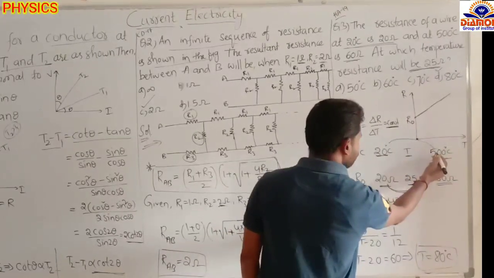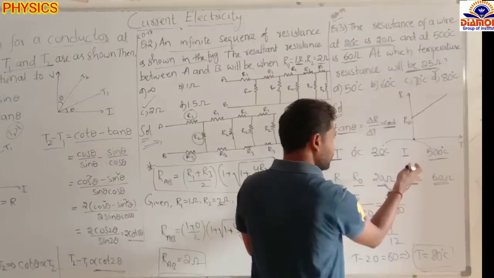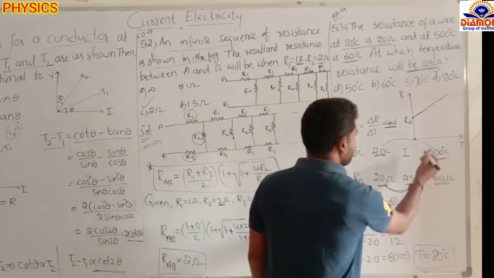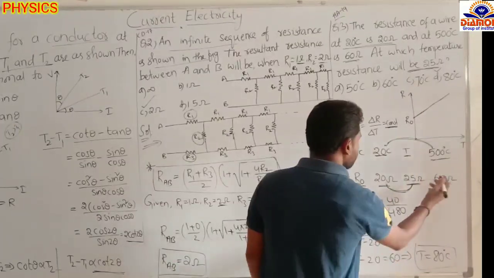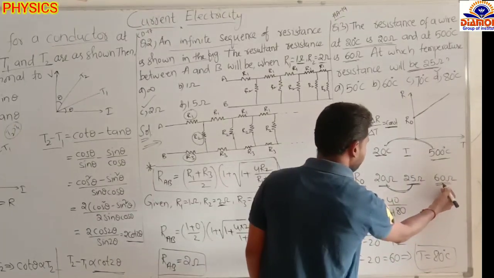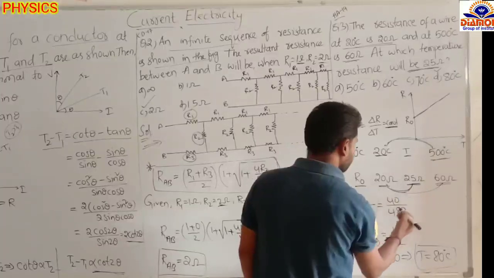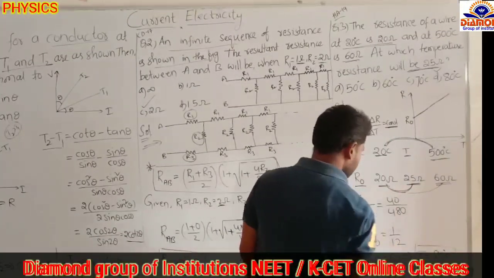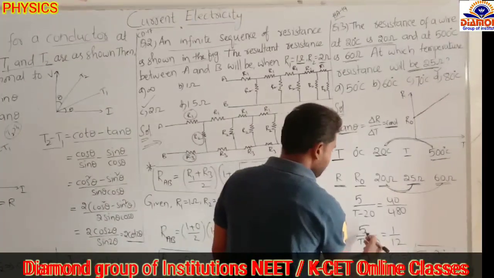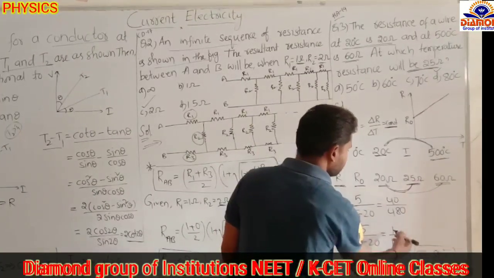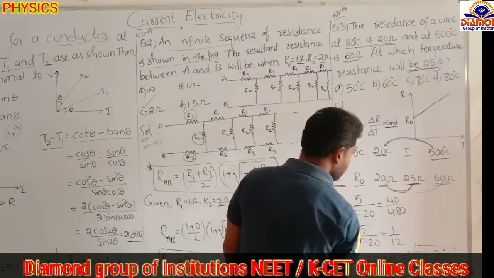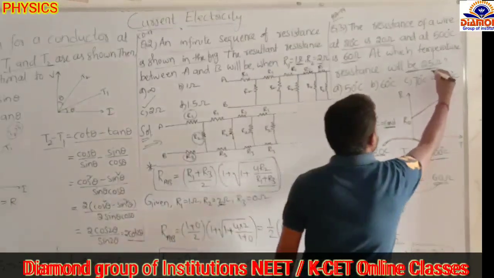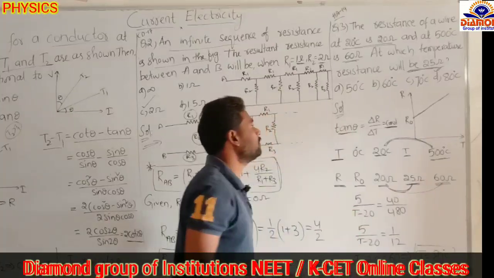We can compare these two also, but we have to find the temperature only. Here we already have one unknown temperature, then known values we can take. I am comparing this: del R means final minus initial, 60 minus 20, 40. Del T, 500 minus 20, 480. So then 5 by T minus 20 equal to, simplify this, we will get 1 by 12. Do the cross multiplication. T minus 20 equal to 60. T equal to 80 degree centigrade. So this is very easy. You can do this problem very easily.